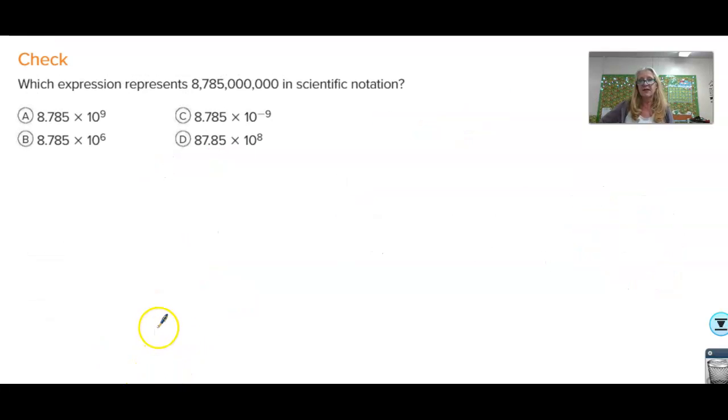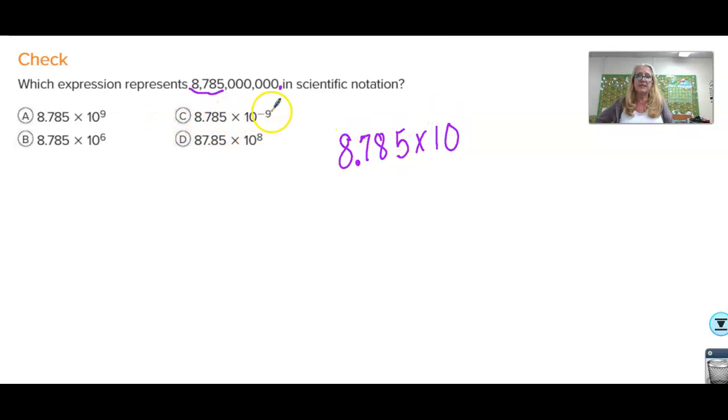Fun times. All right, which expression represents that number in scientific notation? Well, the decimal begins here. The non-zero numbers are here, 8, 7, 8, 5. We are only allowed to have one number to the left of the decimal, so the decimal goes there. This is an extremely large number, so right away we can eliminate C because it has a negative exponent, and negative exponents are very small numbers, so C is not right.